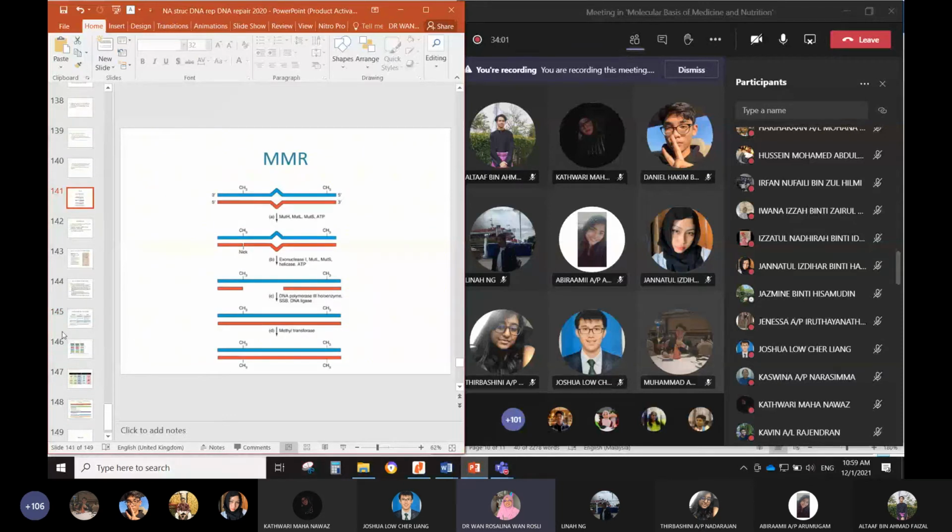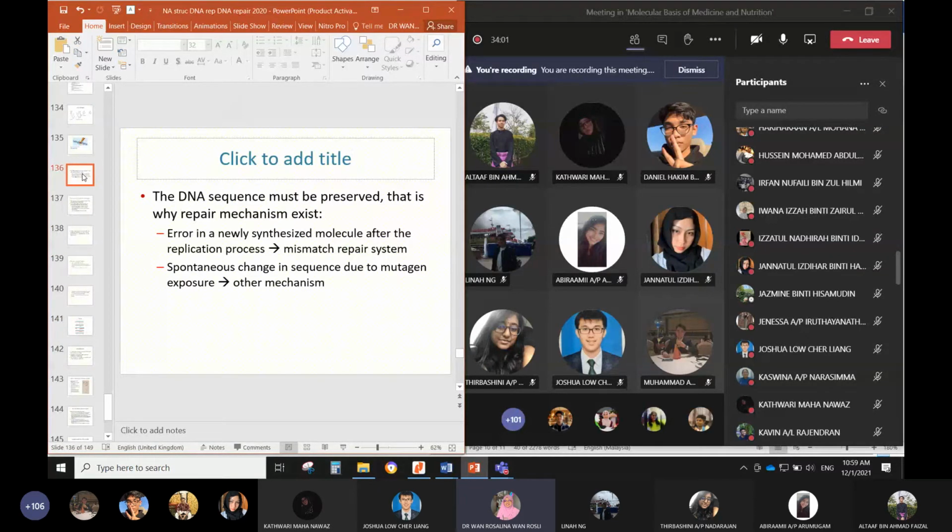So basically this DNA damage repair mechanism wants to correct any errors after the replication process. So after the replication process, they will check. And then if there are any errors, the mismatch repair system would actually correct those errors. This is after the replication process, after the proofreading, after the exonuclease activity that we discussed before.